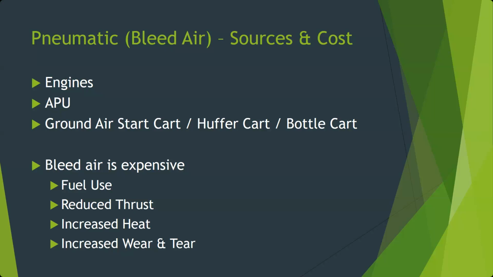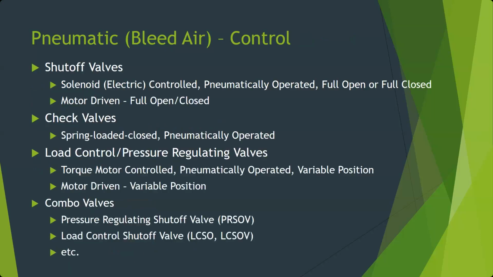So they call it a no bleed architecture. It doesn't mean there's no pneumatic. It just means that they're not pulling from the engines. The other spot you have is small engines you can't pull air from as well. So bleed air, we're going to control it using various valves throughout the system.